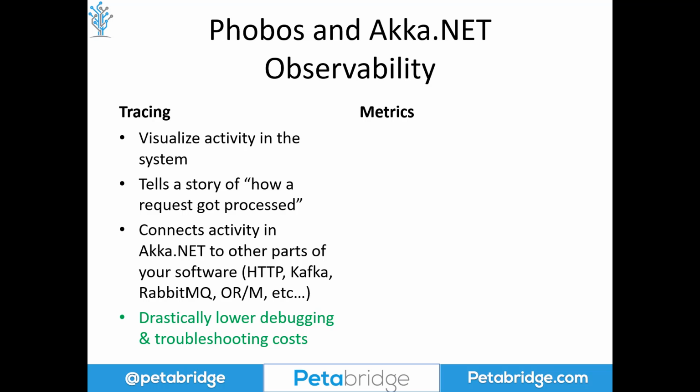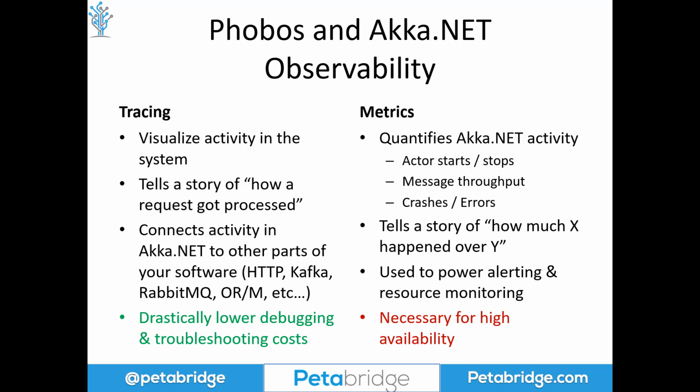And this is all done with the intention of drastically lowering our debugging and troubleshooting costs. Now, the second type of observability that Phobos provides for Akka.NET applications is metrics, the ability to quantify Akka.NET activity in the context of a live running application. And these include built-in metrics such as actor starts and stops, message processing throughput, the number of crashes and errors that were observed over a period of time. And that's really what metrics are all about: being able to tell a story of how much of activity X occurred over duration Y.